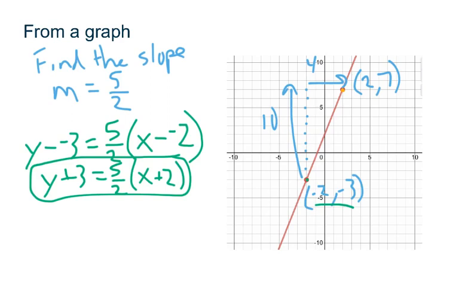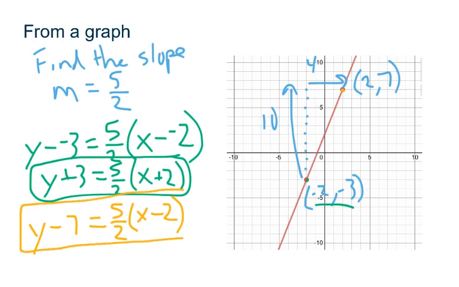Now, let's just do it again so you can see the difference with that point. So here'll be y minus 7 is equal to 5 over 2 times x minus 2. There are no double negatives, nothing I need to simplify. That's it. How easy is that? You're literally just taking a point off the graph because you can. You're putting it into this form of a linear function and you're putting the slope in and you're done.